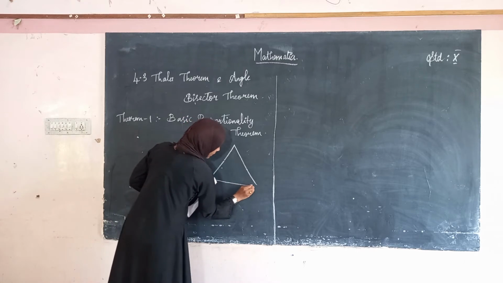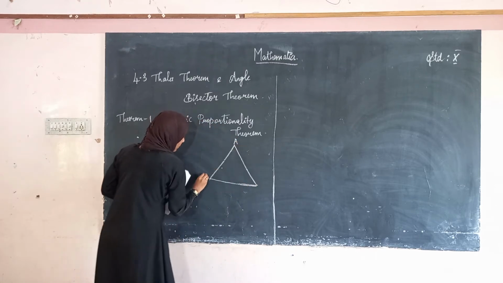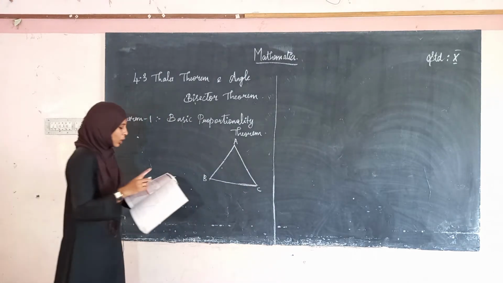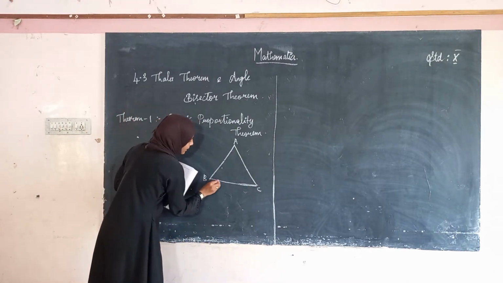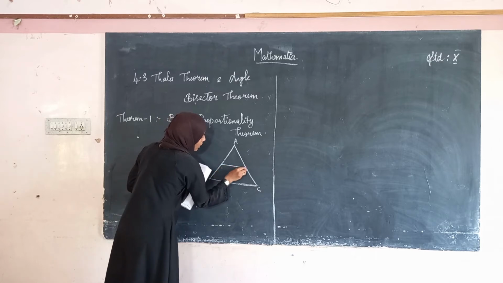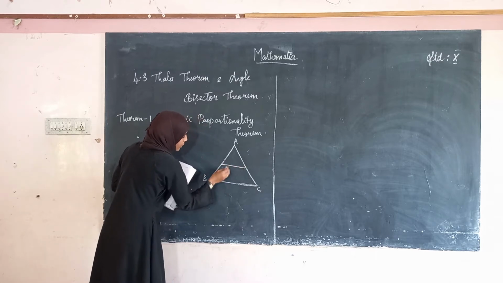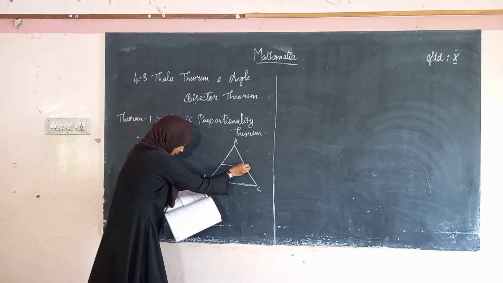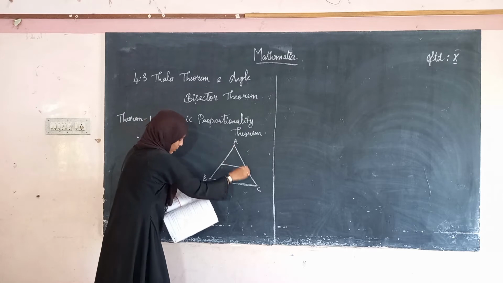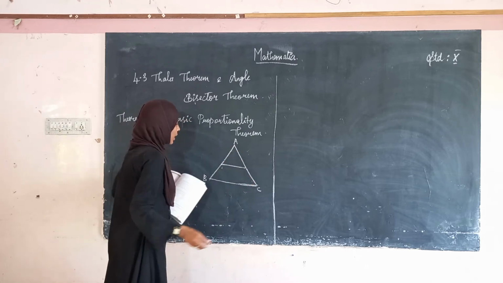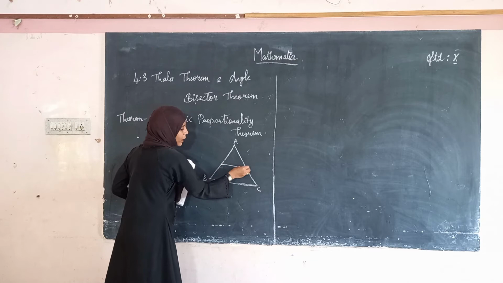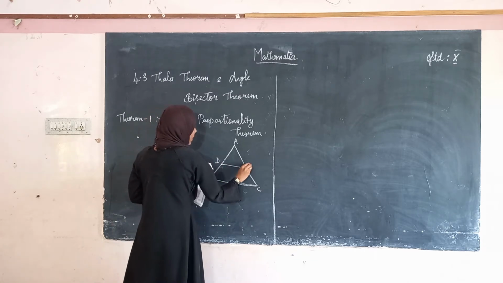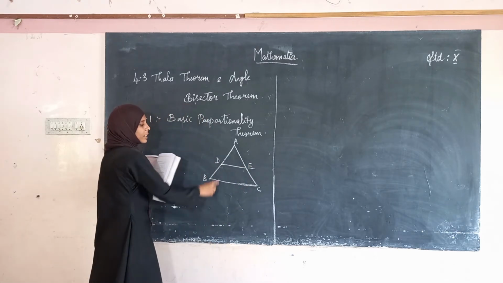Let us take a triangle ABC. A straight line is drawn parallel to a side of the triangle, touching the other two sides, and it divides these two sides in the same ratio. The straight line that we are drawing is parallel to the side BC. Let this be D and let this be E. The straight line that we are drawing is DE.